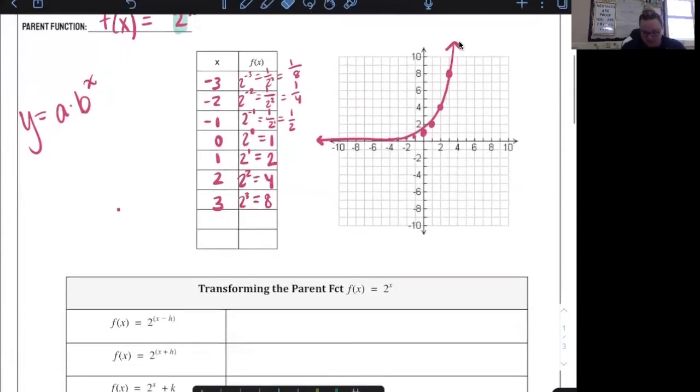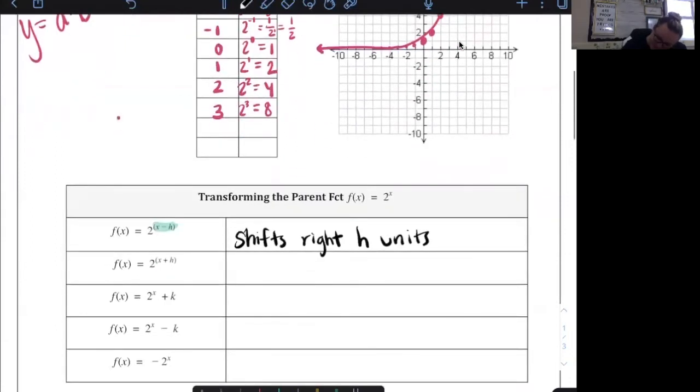If I take this parent function and I subtract a number directly from x, so 2 to the x minus h, that is going to shift the parent function left h units. Just kidding, that's a lie. It's going to shift it right that many units. When we subtract h, we shift to the right. When we add h, we shift to the left. Silly McGuire.